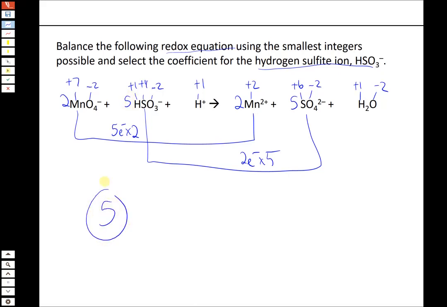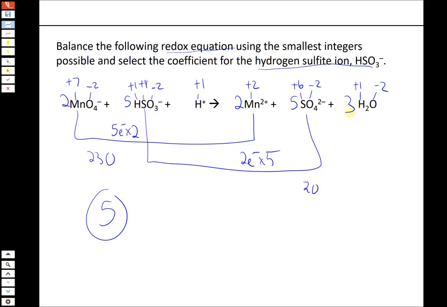Now if we want to finish balancing this, we have to look at oxygen and H+. So here we have 5 sulfites. So let's look at oxygen first. We have 2 times 4 is 8, plus 15. We have 23 oxygens on this side. And on this side we have 5 times 4 is 20. So we're going to have 3 waters.